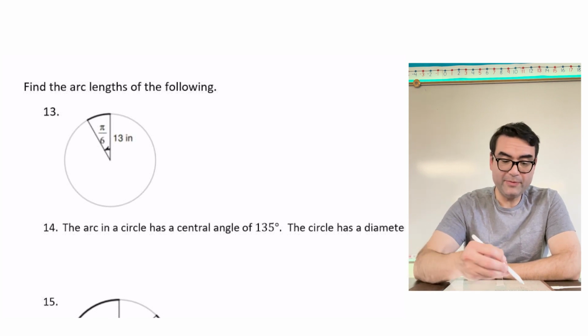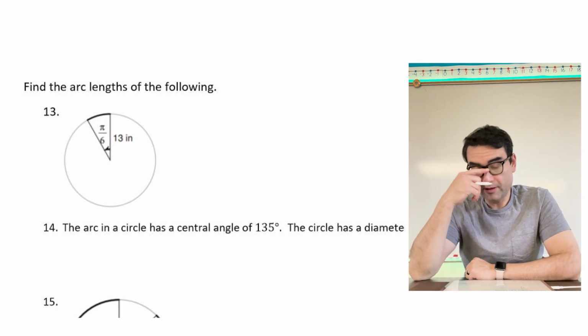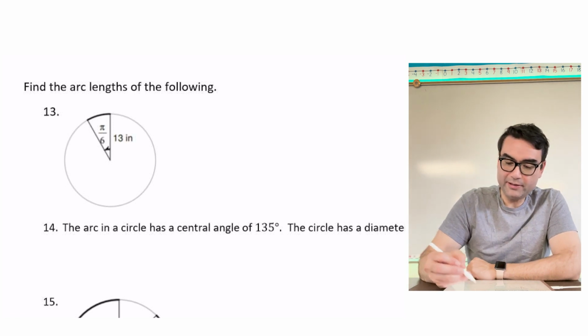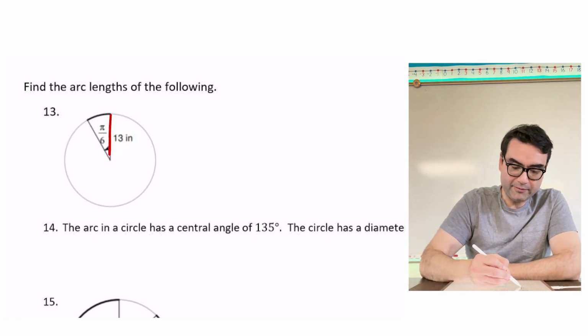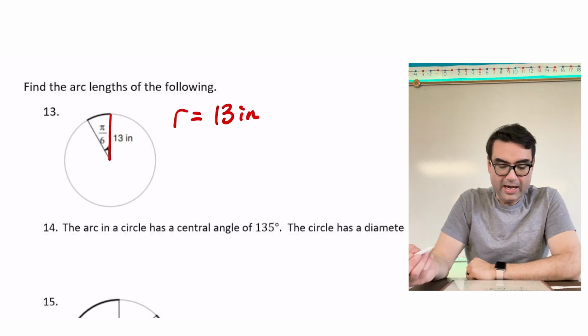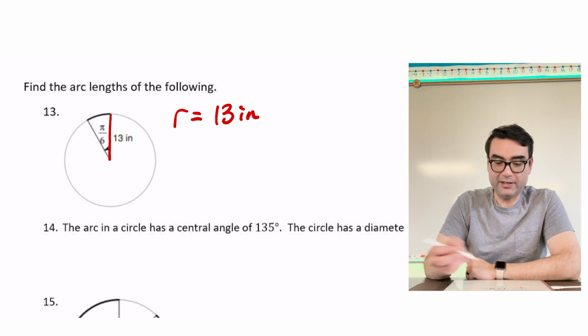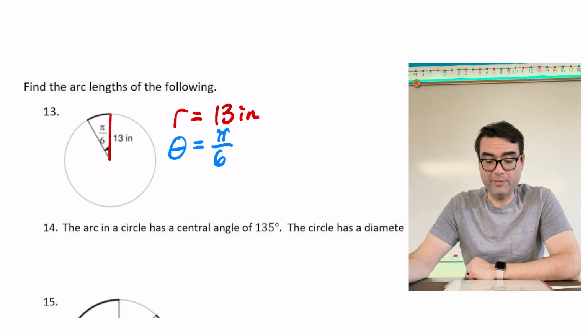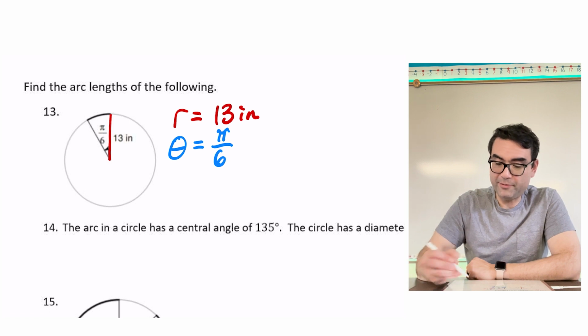Very simple problem. It says, find the arc length of the following. We have a circle that has a radius. Right here, this is the radius. So our radius is 13 inches. And the angle is pi over 6, so that's our theta. It's already in radian measure. So we could just apply our formula.